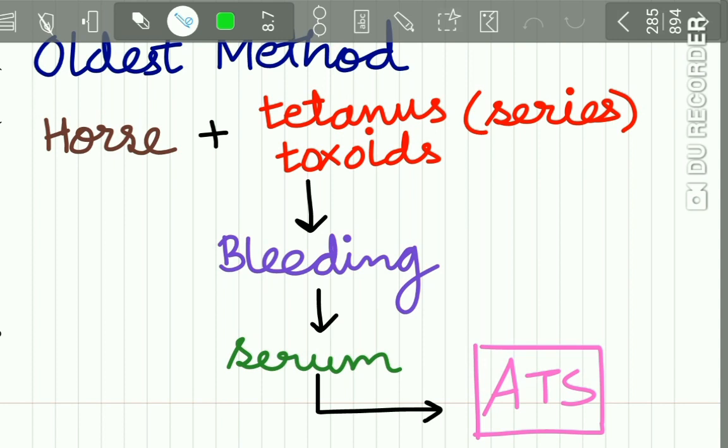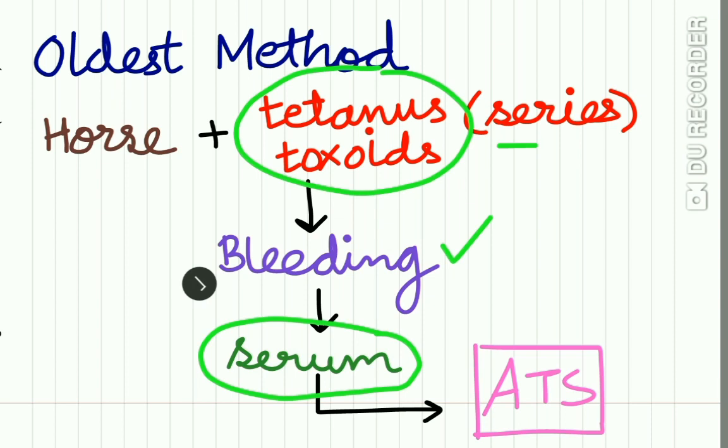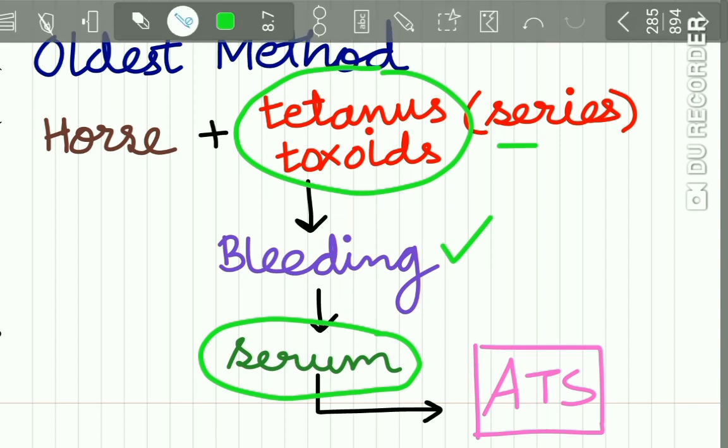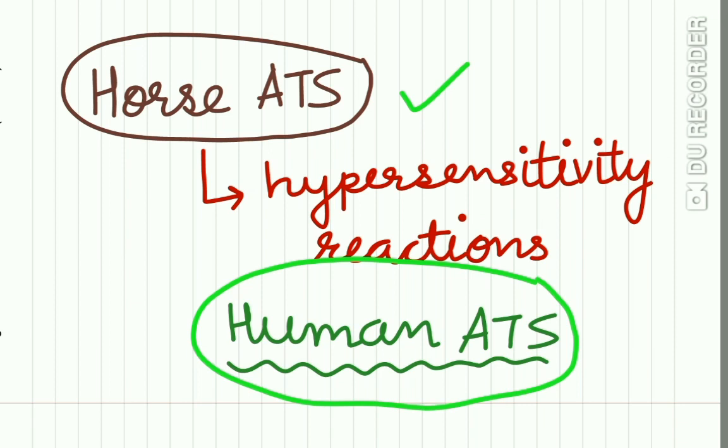Now, the oldest method to produce this artificial passive immunity is the use of the horse anti-sera. Horse is injected with a series of tetanus toxoids, then bleeding is induced in the horse and the serum is separated, and this serum contains the ATS or the anti-tetanus serum. But the horse ATS, when used in humans, may produce hypersensitivity reactions.